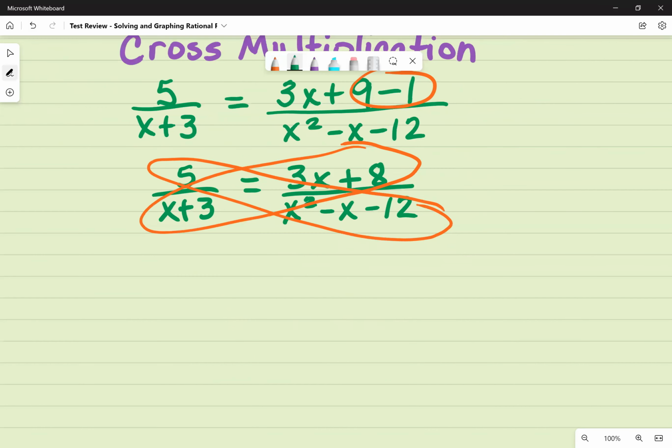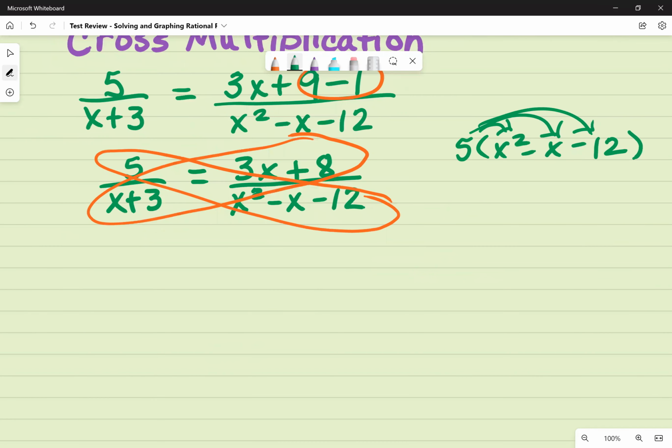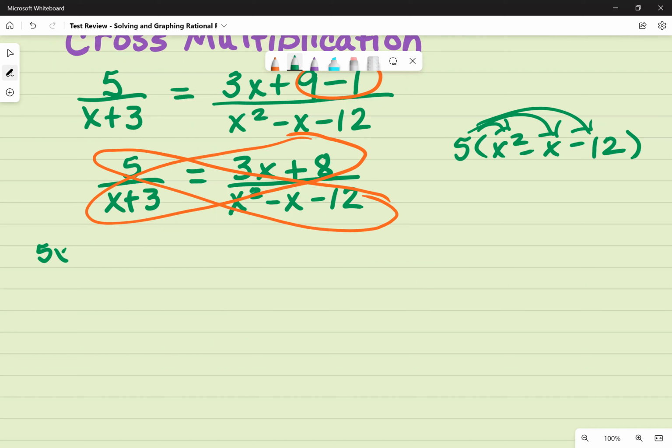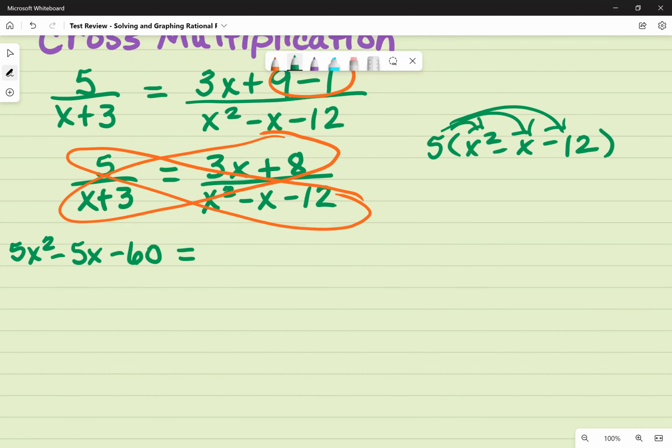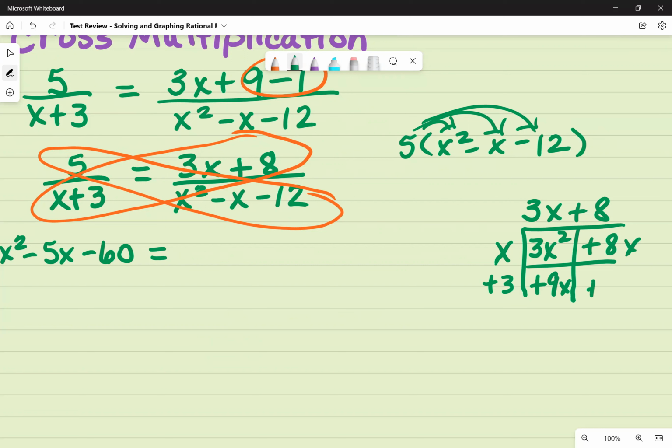All right, so the first one is simply 5 times x squared minus x minus 12. So that's where I'm getting these numbers from that I'm about to write. So that's going to be 5x squared minus 5x minus 60 equals, and now I start on the other side. Some people may need to use the box method, so that's what we'll do. 3x plus 8 times the quantity of x plus 3, and this will help you organize your data. So 3x squared plus 8x plus 9x plus 24.